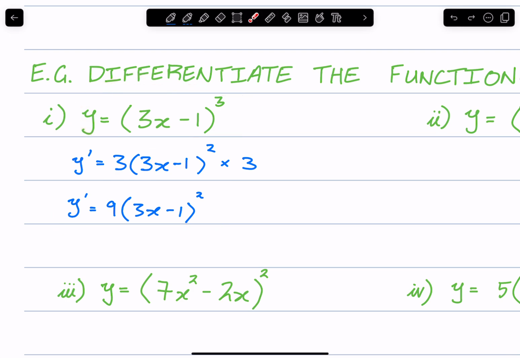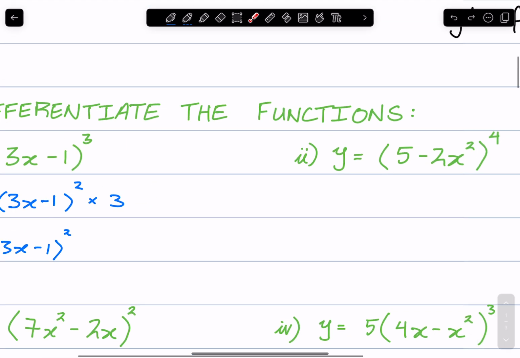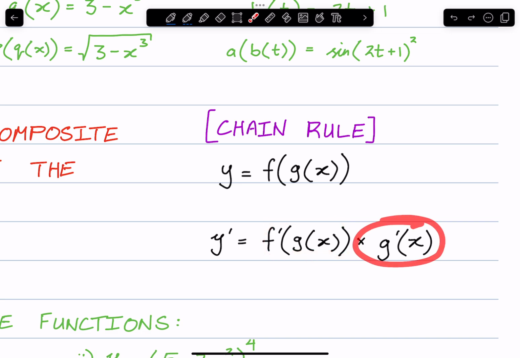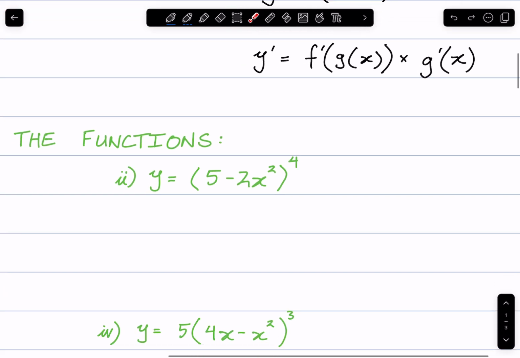So remember, it's the derivative of the outside function. I'll show you again. The derivative of the outside function, keeping the inner function the same, and then we multiply by the derivative of the inside function. So let's do this one again, just to emphasize further. Let's break this question down again.